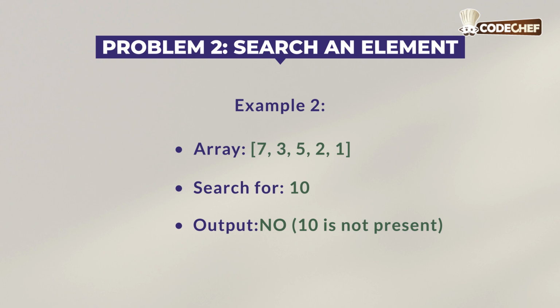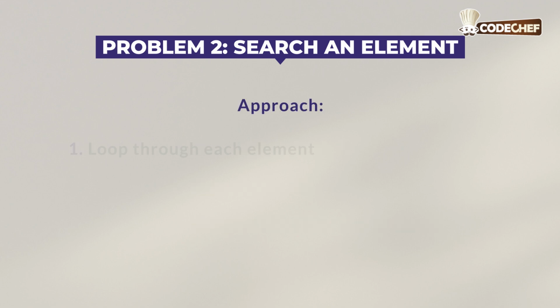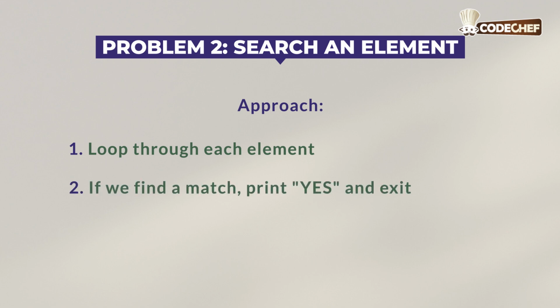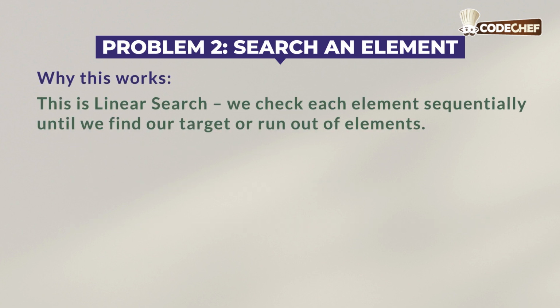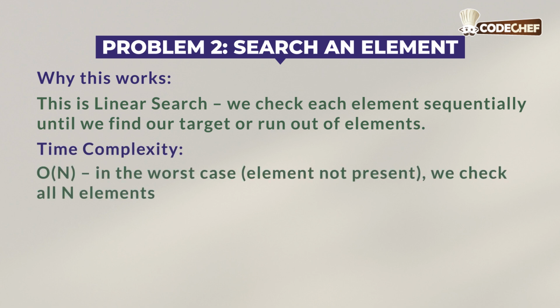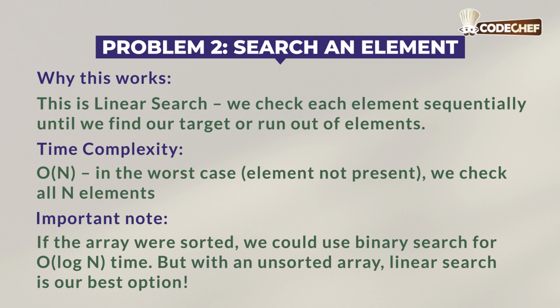So this is linear search. We check each element sequentially until we find our target or run out of elements. The approach that we use over here is to loop through each element. If we find a match, print yes and exit, and if we finish the loop without finding it, print no. The time complexity is O(n), in which the worst case is the element is not present and we check all n elements. An important note is if the array was sorted, we could use binary search for O(log n) time. But with an unsorted array, linear search is our best option.